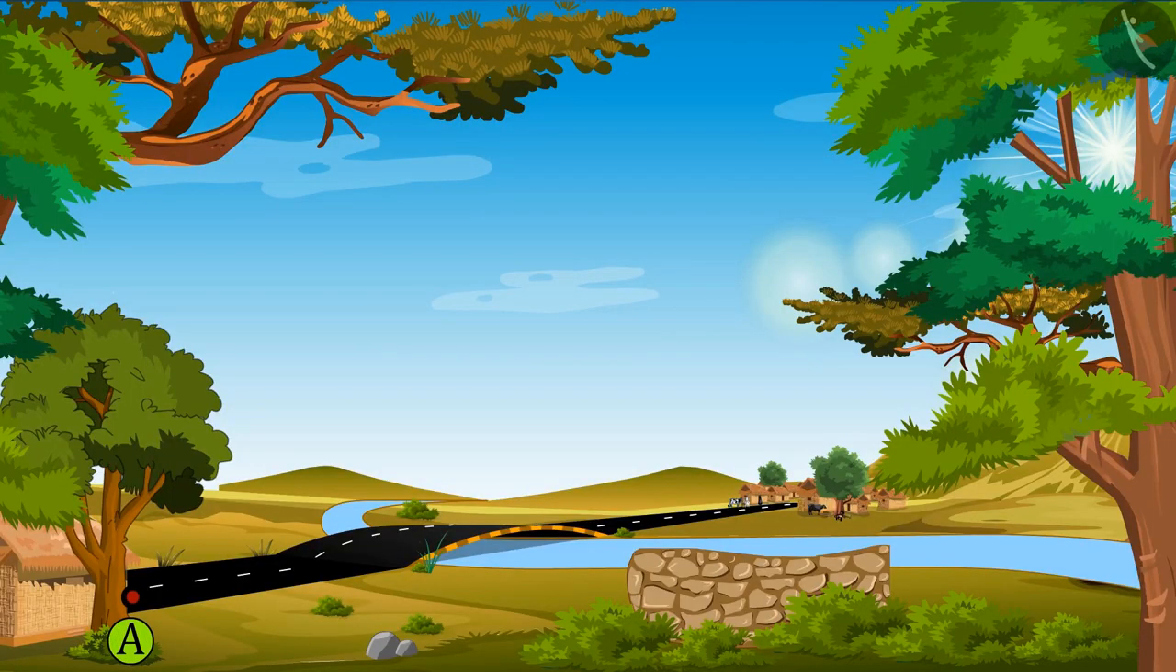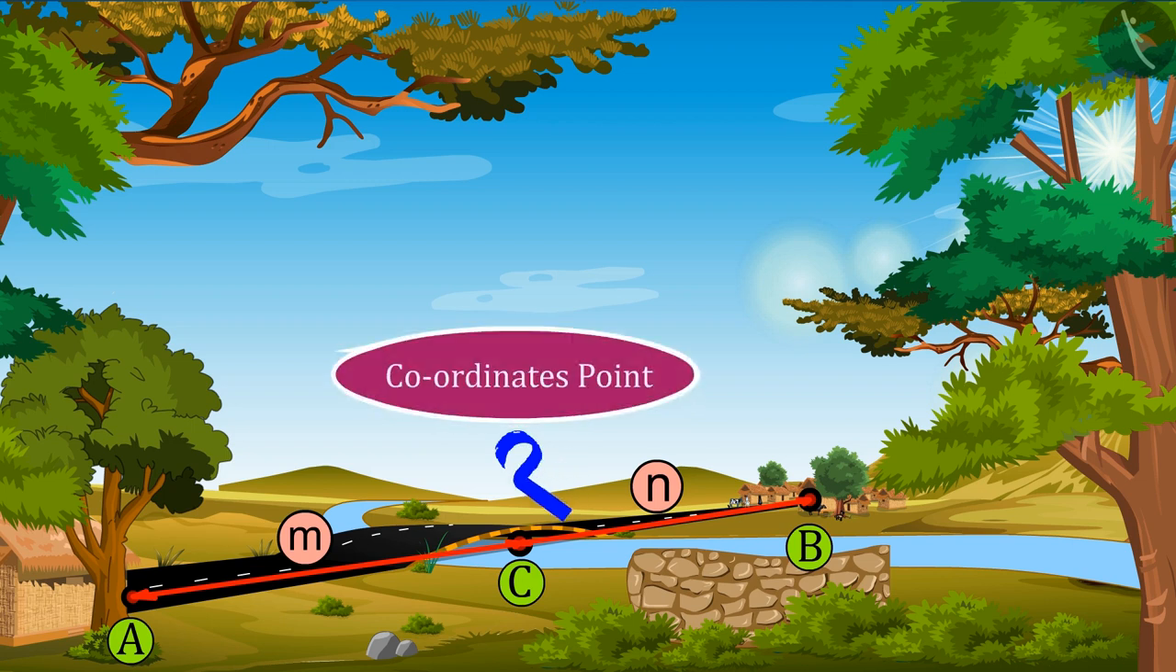Between the village A and village B, the government wants to build a bridge at such a location that the ratio of distance from the bridge to village A and village B respectively is m:n. Then, the location where the bridge is to be constructed, can you tell the coordinates of that point? Come on, let's solve this together.